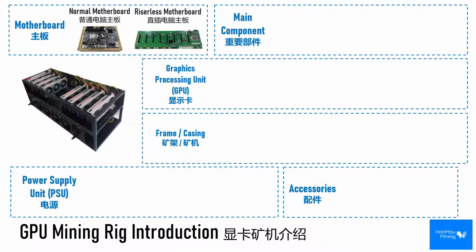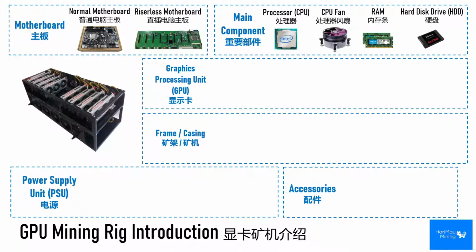For motherboards, basically we separate into two. The first one is the normal motherboard, which is an ATX, mATX, or ITX motherboard. This motherboard you can buy all around on the internet, or in a computer shop. The second one is the riserless motherboard. It is called riserless because you can directly plug your GPU into the PCIe slot without using a riser.